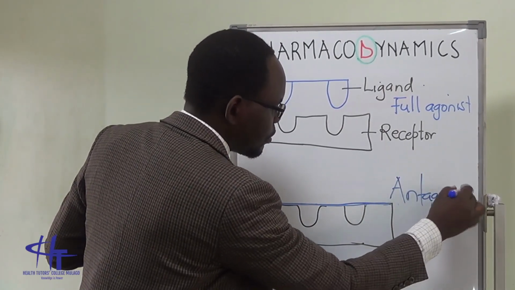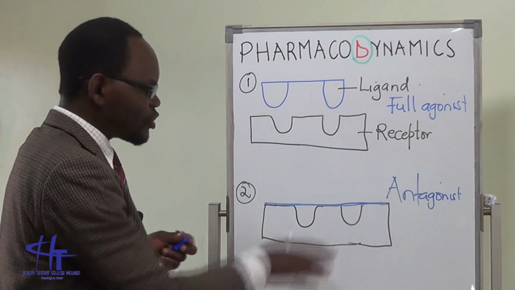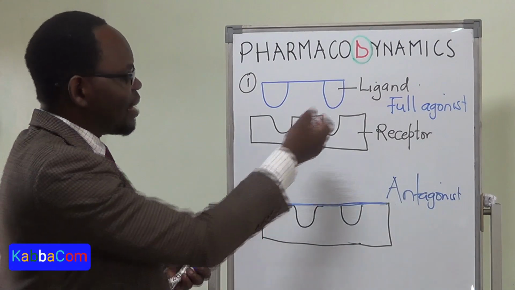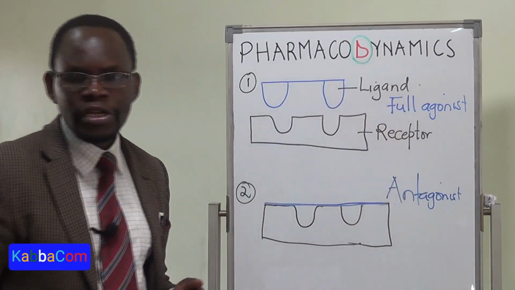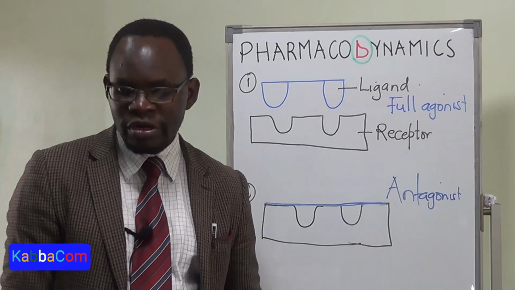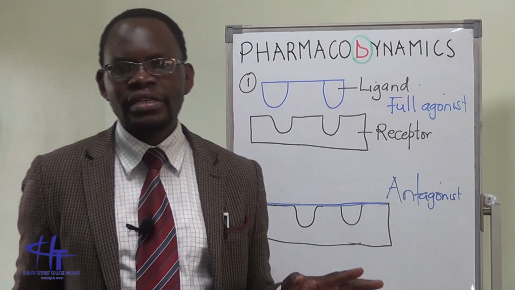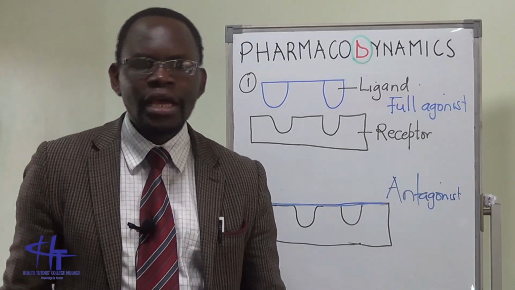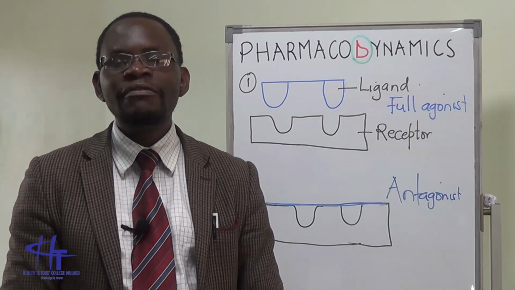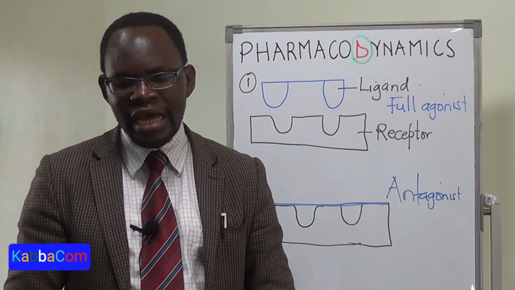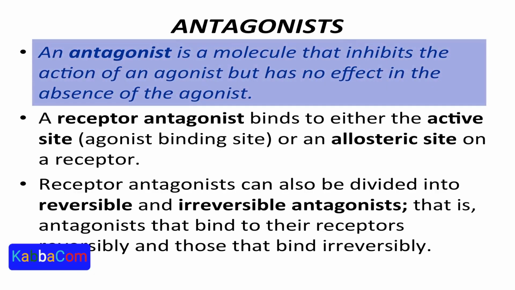It binds on the receptor, preventing the agonist from binding, and so we shall not have an effect. Remember, we said an antagonist does not have intrinsic activity. It just binds, and the agonist cannot access the site. So it inhibits the action of the agonist, but has no effect in the absence of the agonist. And of course we have examples, as we shall see.